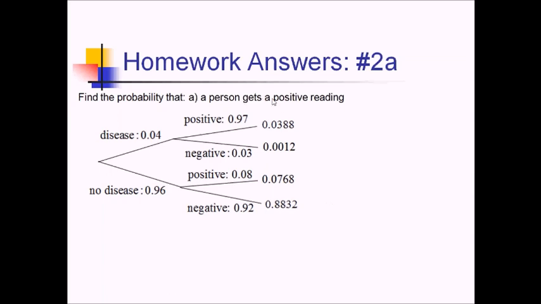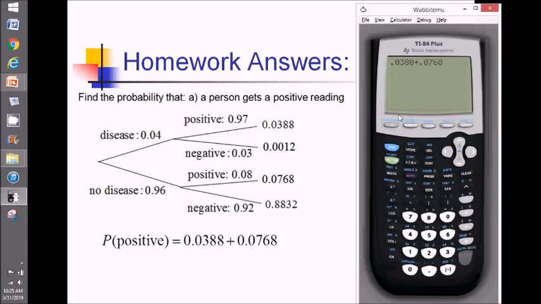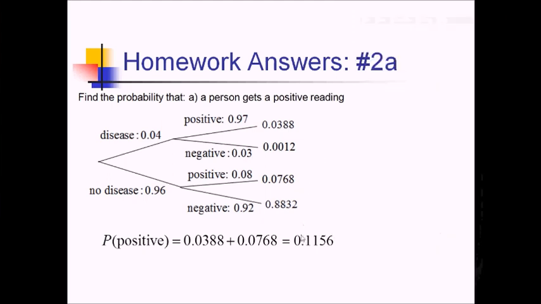So this positive reading is kind of bound up in 2 different branches here. We have disease and positive and no disease and positive. So we're just going to add those compound probabilities together, the 0.0388 and the 0.0768, and we'll use the calculator for this. So that adds up to 0.1156. So there's your probability, the exact probability. I mean, we could round it off if we wanted, that you have a positive reading, regardless of whether or not you actually have the disease.